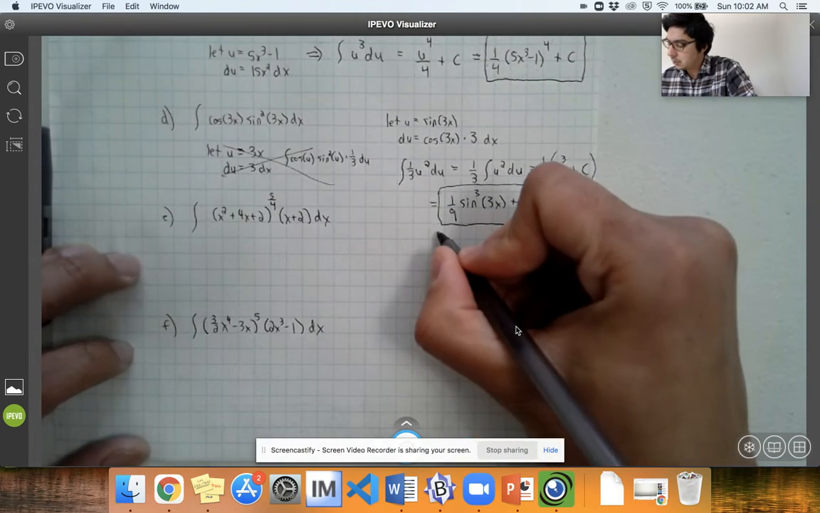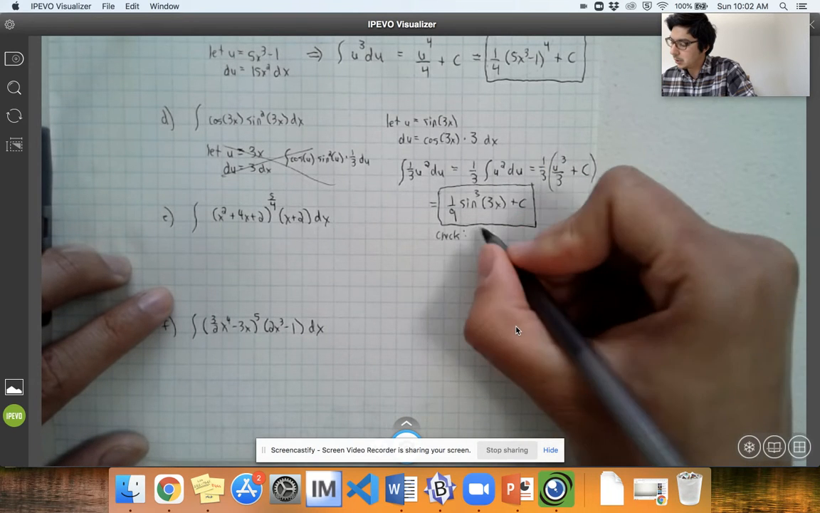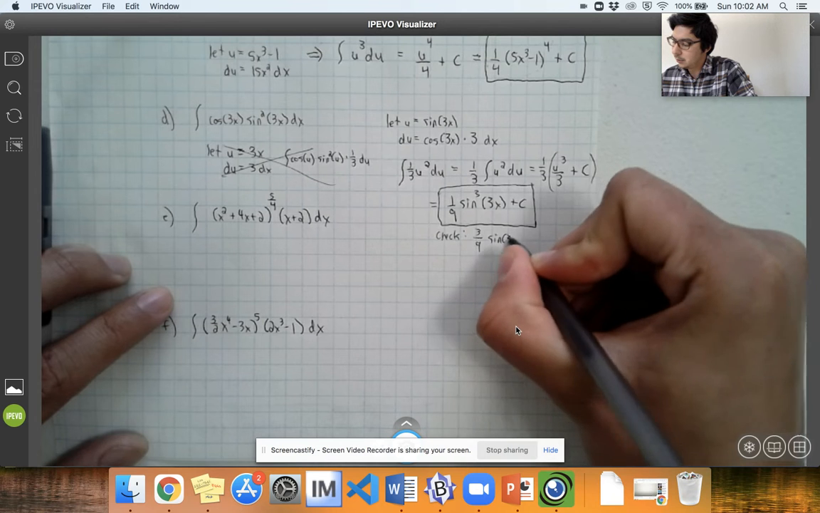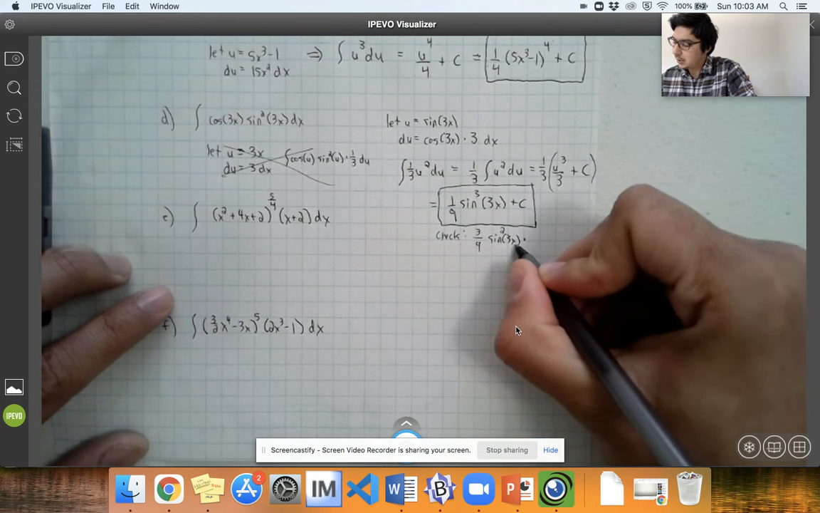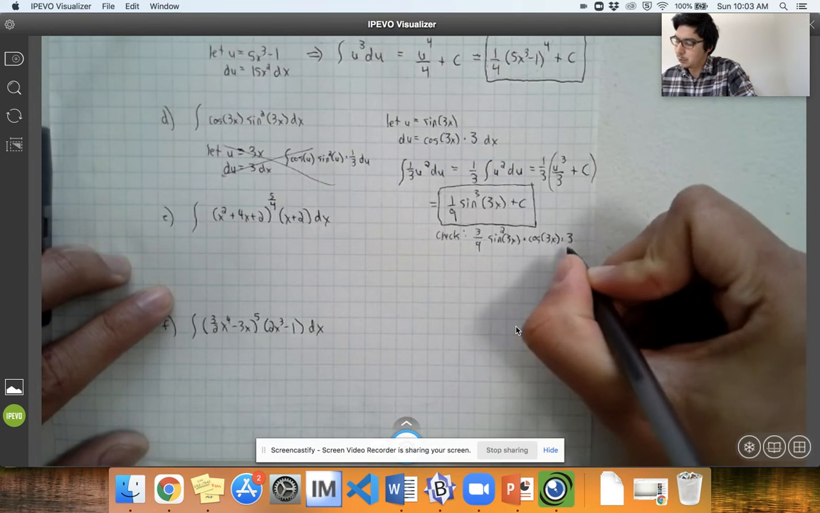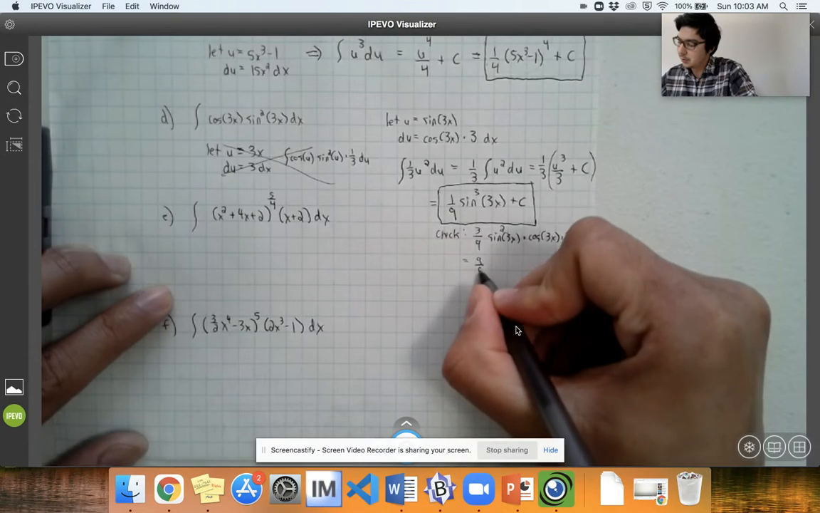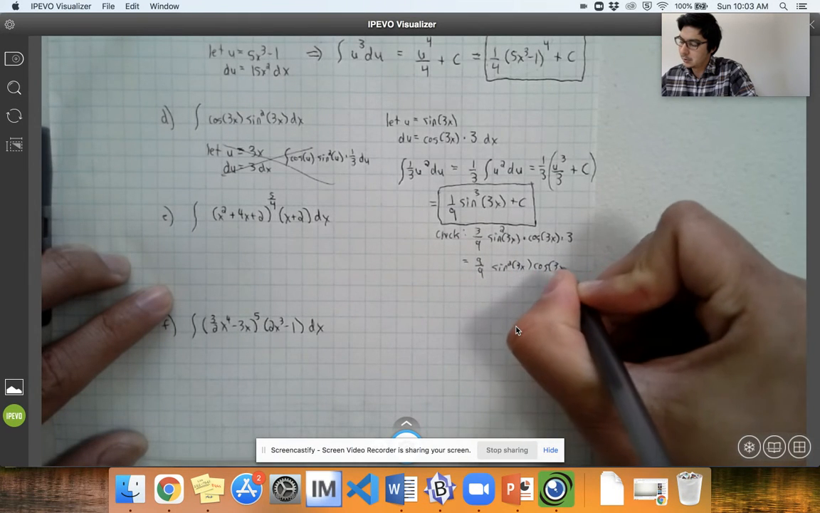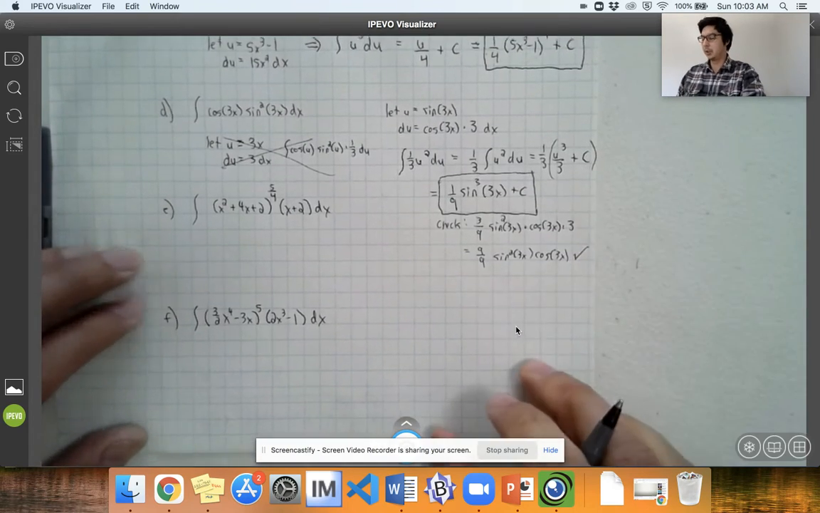And if I check this, now I'm running out of room, but that's okay. The derivative of this would be the derivative of the outside, so you'd have 3/9, leaving the inside alone, and that would come down to a 2, sine squared of 3x, times the derivative of the inside, which would be cosine of 3x, and then times the derivative of that, which would be 3. And notice that 3 would make that 9/9, and then we have sine squared of 3x, cosine of 3x, which is exactly what we got there. So that is correct. Good.